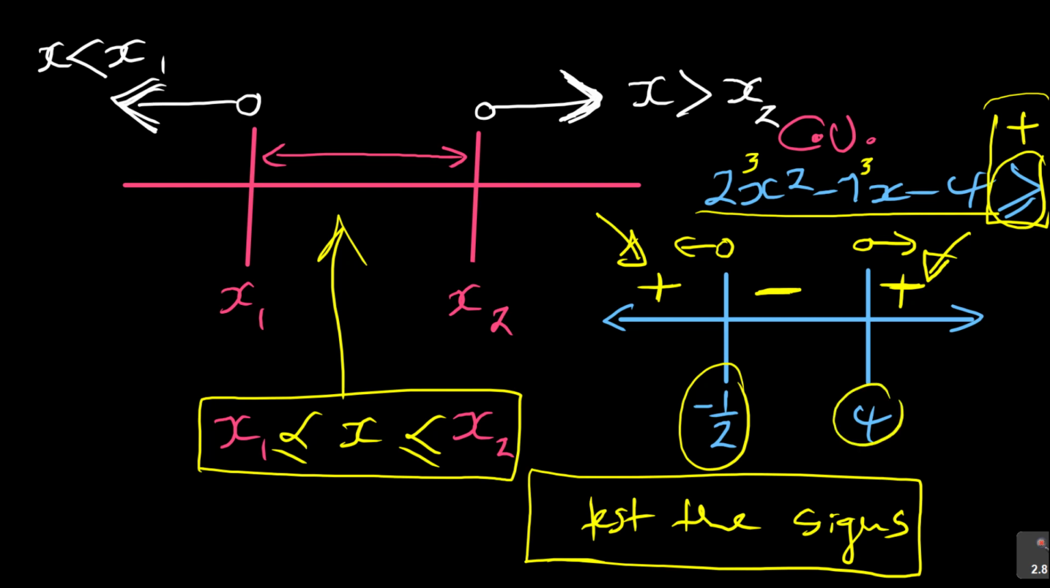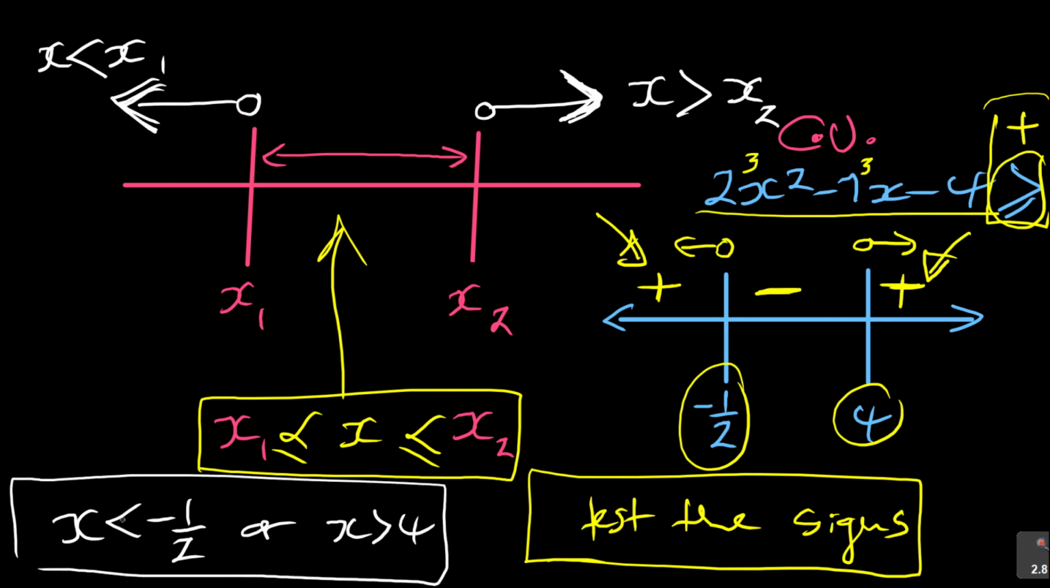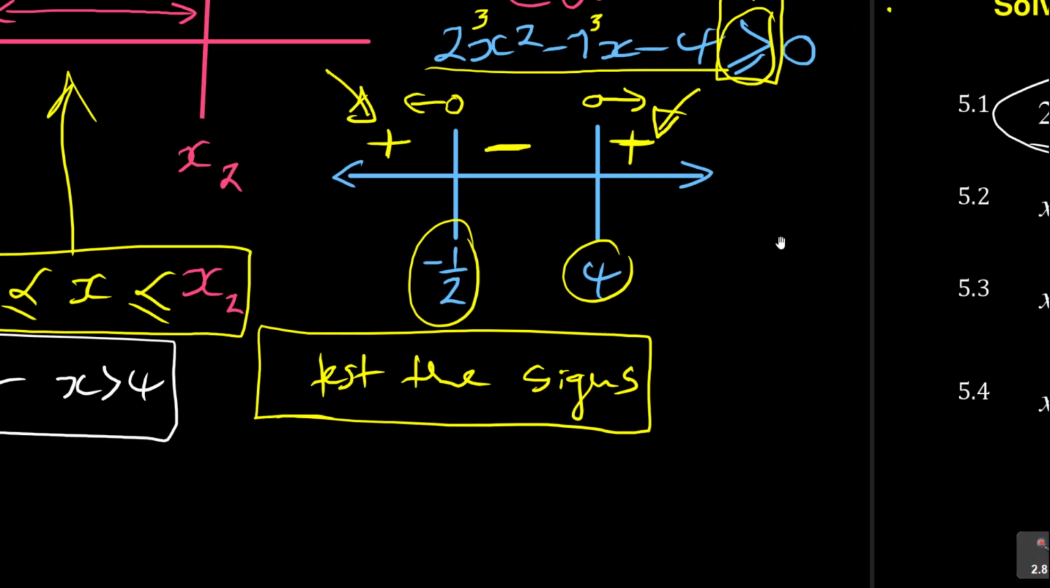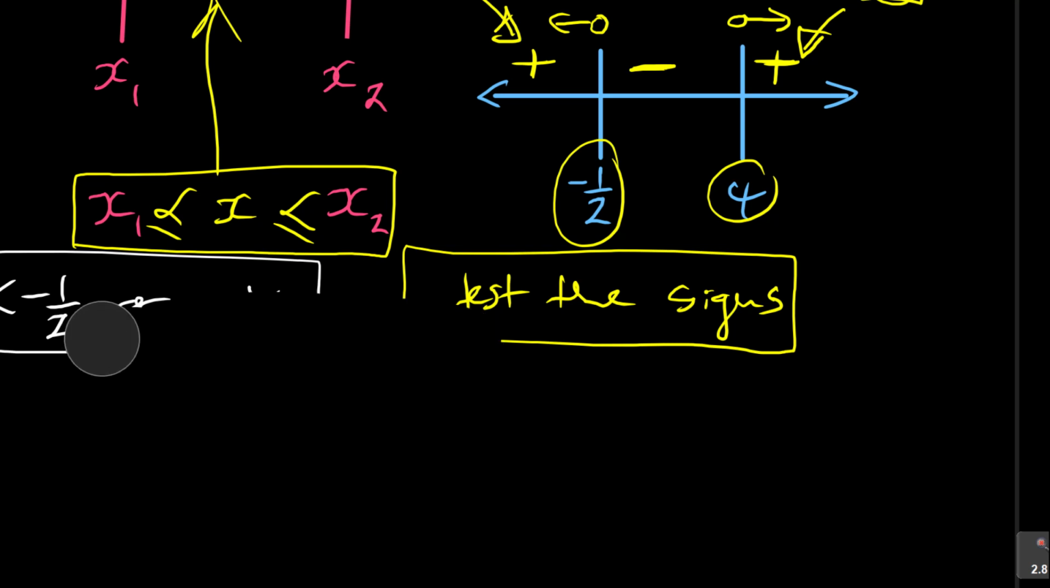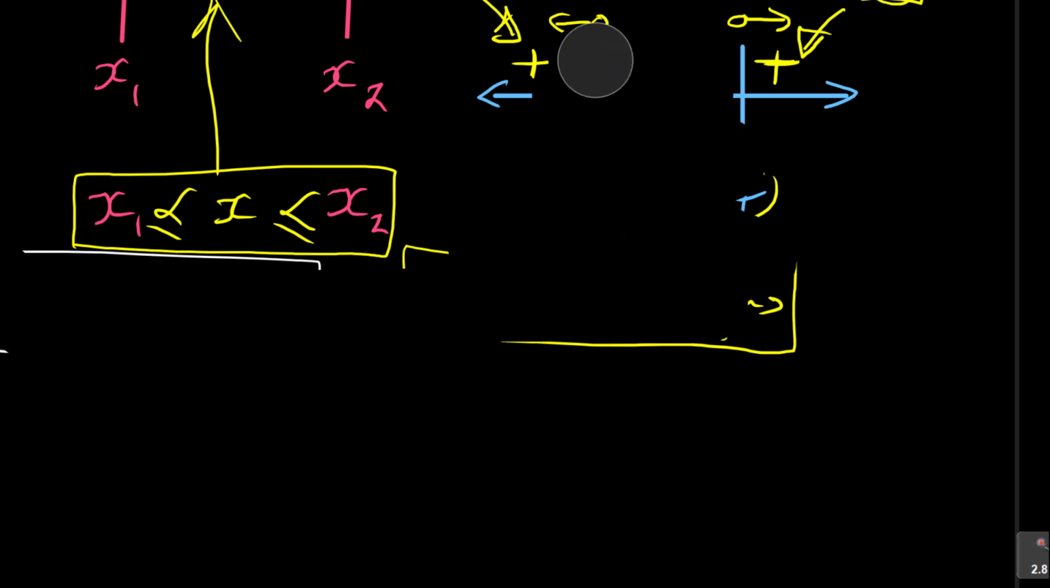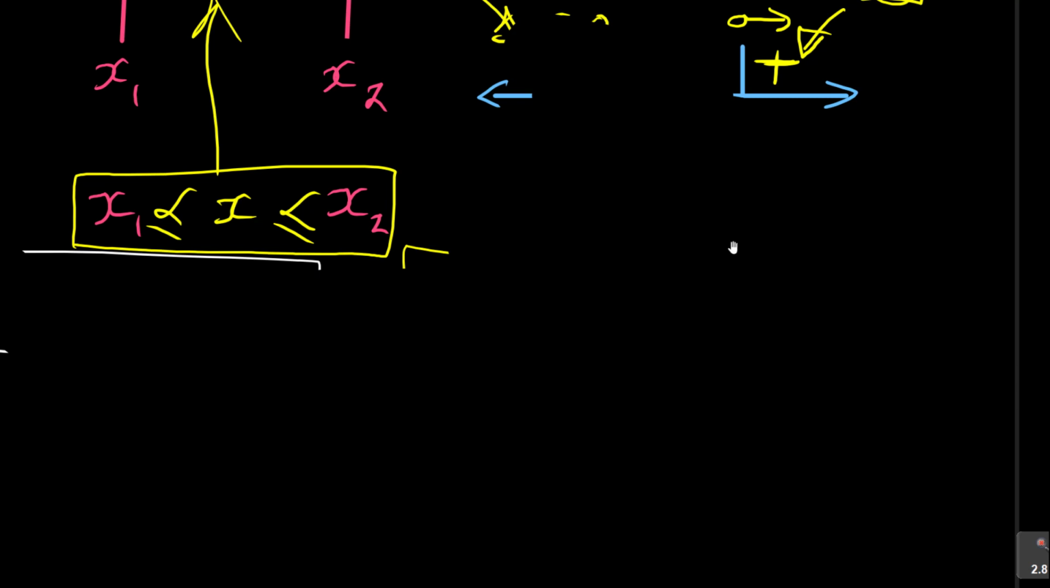So that's how you write the answer. The answer will be x, just like here, x is less than negative half, like we did there. See that? Or x is greater than x2, which is 4. This is the answer for that. That's how you write the answer. I don't know whether it's difficult, but that's it. Alright, let's try another one. I hope it is making a bit of sense, but if it is not, let's try another one and try to pay attention now.